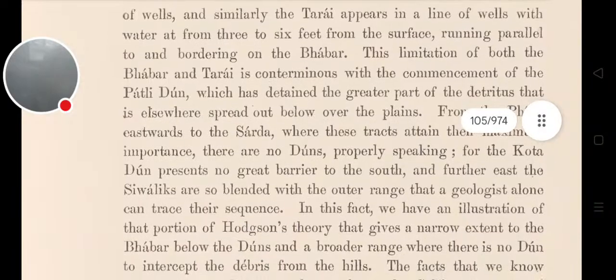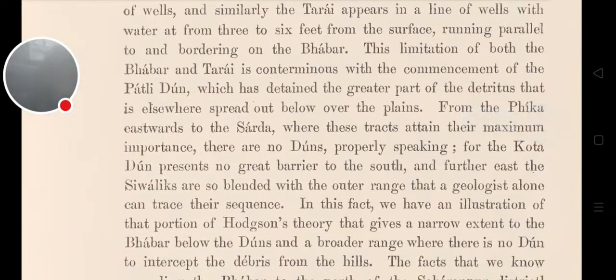and similarly, the Tarai appears in a line of wells with water at from 3 to 6 feet from the surface, running parallel to and bordering on the Bhabar. This limitation of both the Bhabar and Tarai is conterminous with the commencement of the Patli Dun, which has detained the greater part of the detritus that is elsewhere spread out below over the plains.